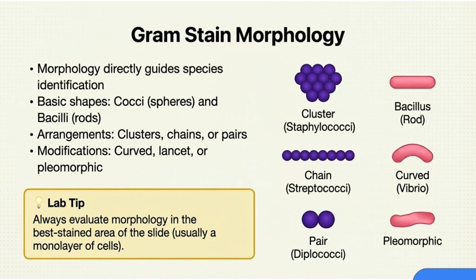Bacterial morphology guides species ID. Basic shapes are cocci, spheres, and bacilli, rods. Arrangements include clusters, chains, or pairs. Remember to evaluate morphology in the best stained area, usually a monolayer of cells.